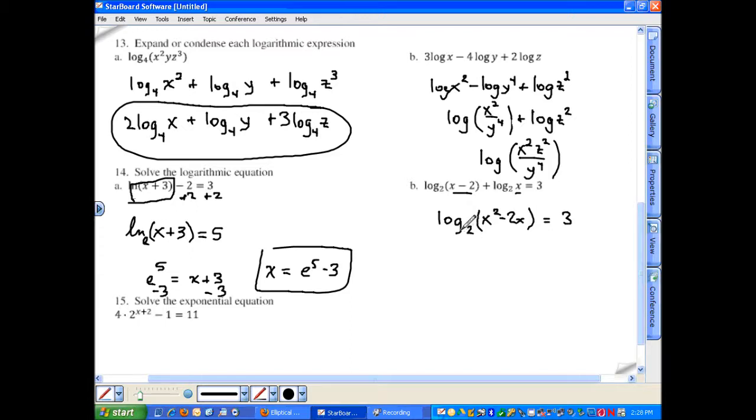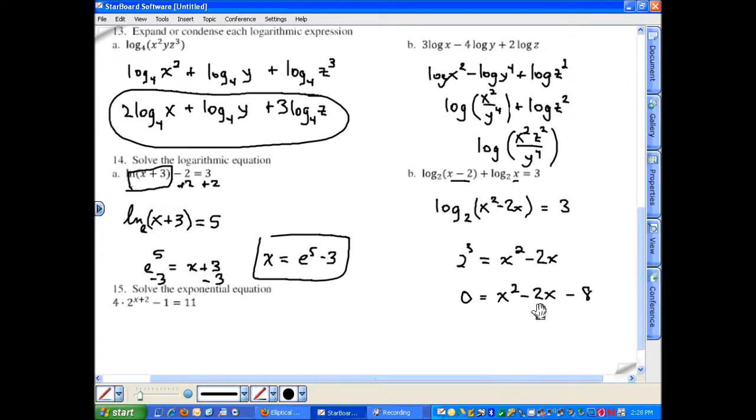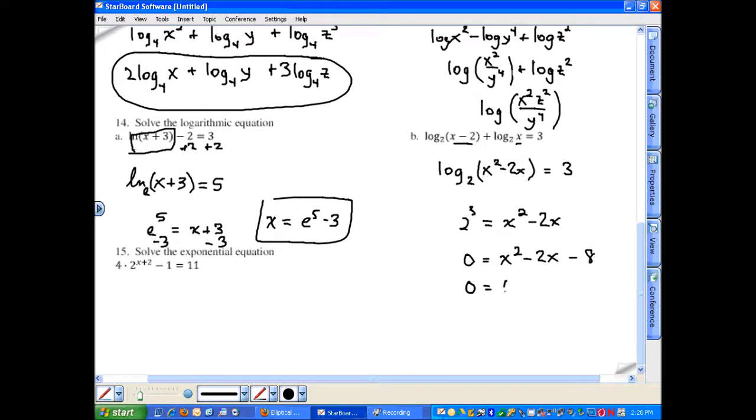This can be rewritten in exponential form. Now 2 is the base, 3 is the exponent, and the x squared minus 2x is no longer inside of the logarithmic function because we've rewritten this in exponential form. Now if we set this equal to 0, by subtracting 2 to the third, which is just 8, so subtract 8 on the other side, factor, and the two zeros, or the two solutions, are x equals 4 and x equals negative 2.